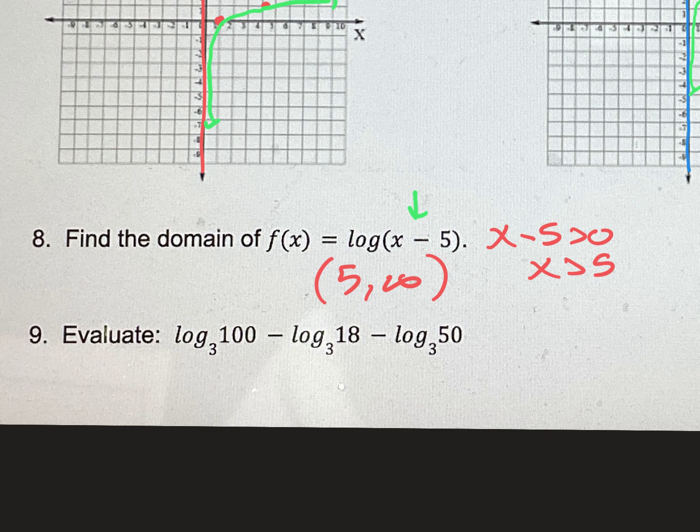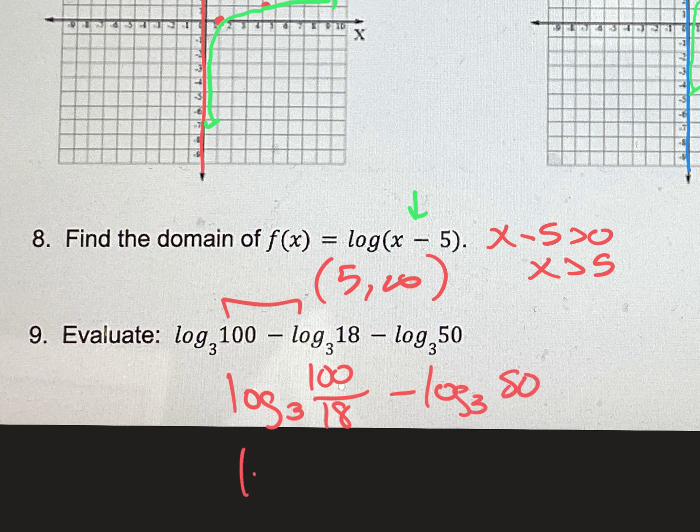The next one starts the laws of logs. All the bases are the same. When you see subtraction, it means division. If you see addition, it's multiplication. So I see these two first. Actually, I see two minus signs. So I guess we could do this first. I'm going to do log base 3, 100 over 18. That's combining the first two, and I still have this.